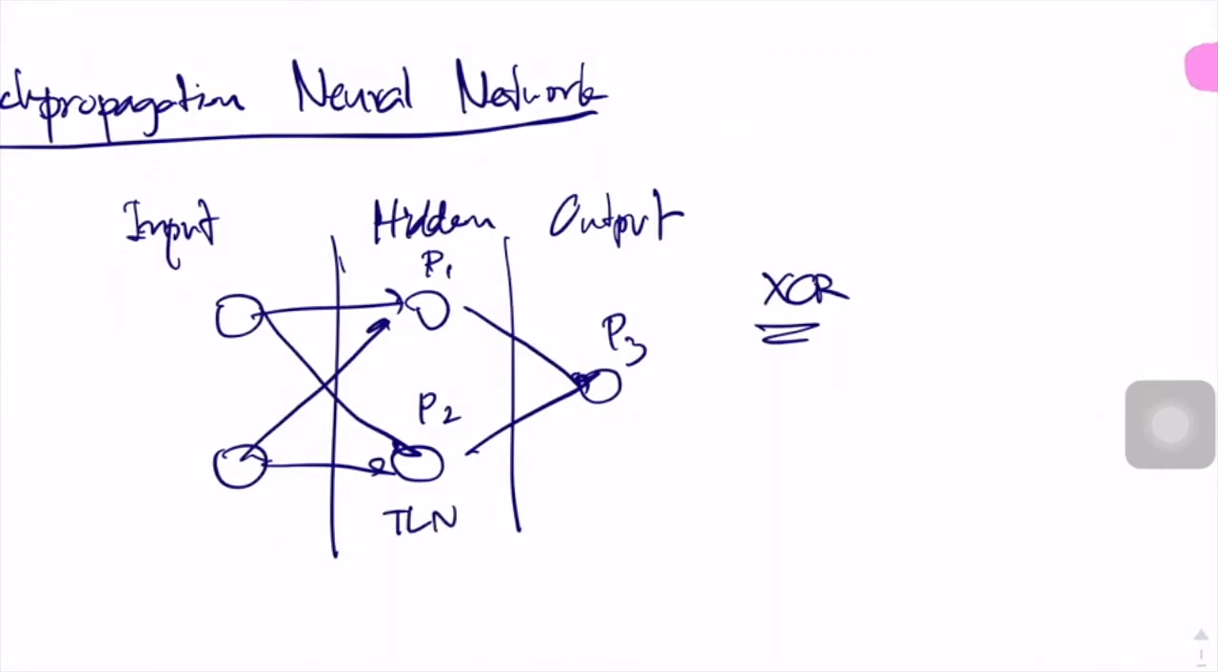Normally, we use the TLN, the threshold linear neuron, for hidden and output. But this time we will change it, because it's backpropagation and the TLN is very difficult to train, right? Because we must use the if, so we'll use the sigmoid instead of the TLN. So you can see now we've used the sigmoid function, or the sigmoid node, instead of the TLN.